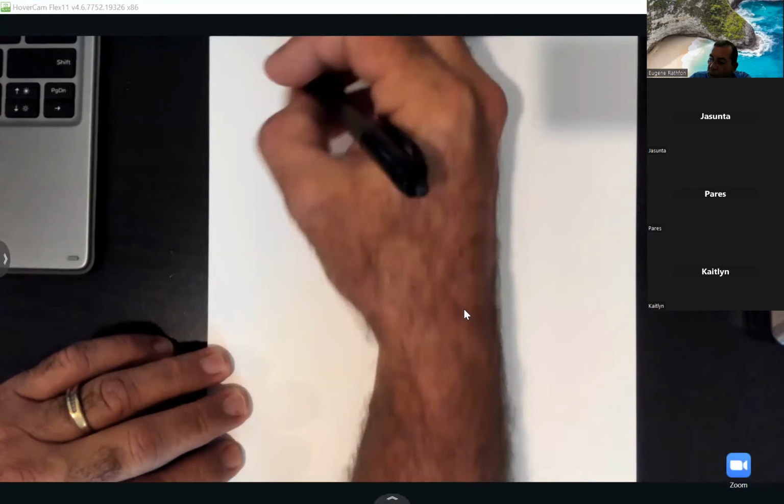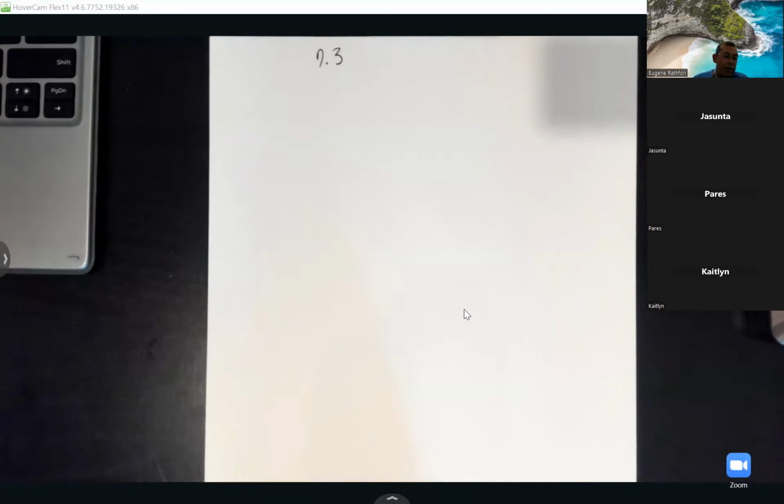All right, section 7.3 deals with imaginary numbers.